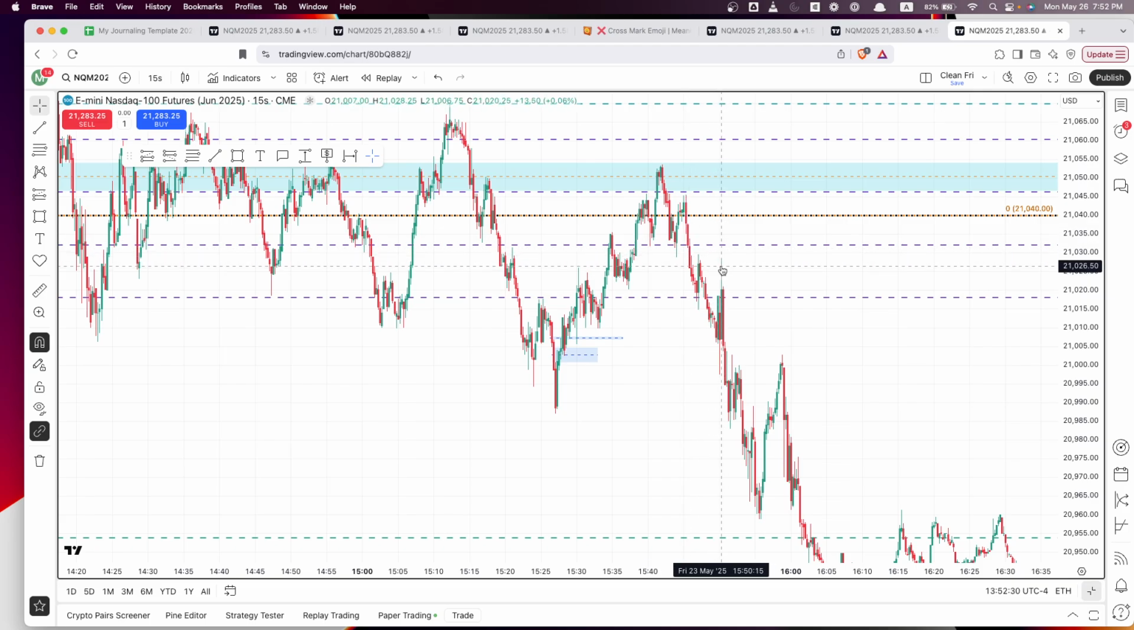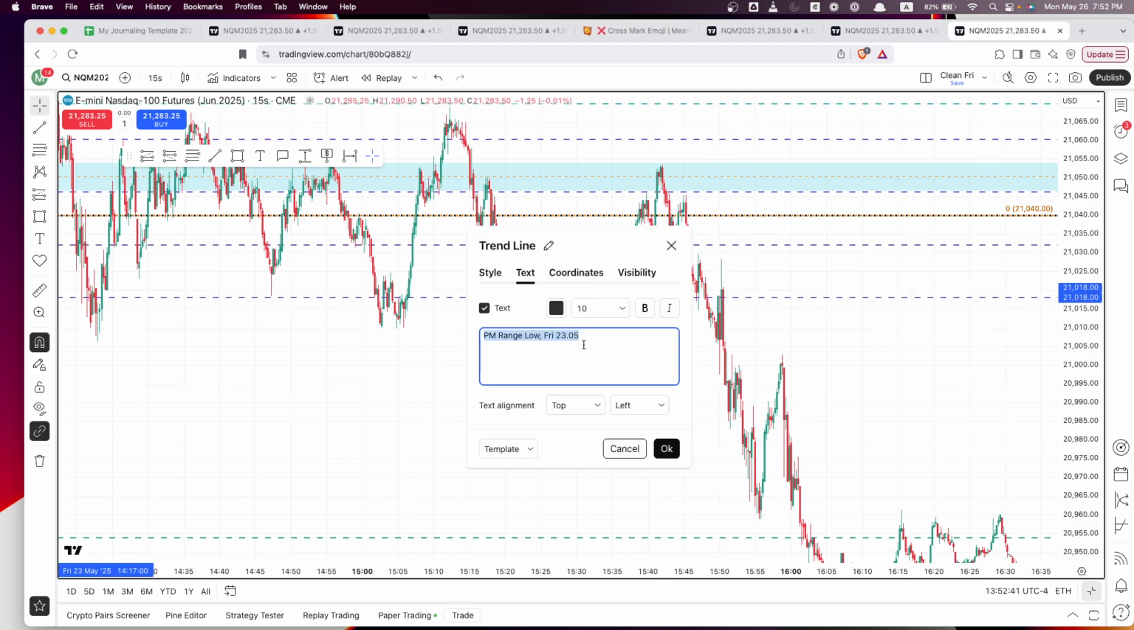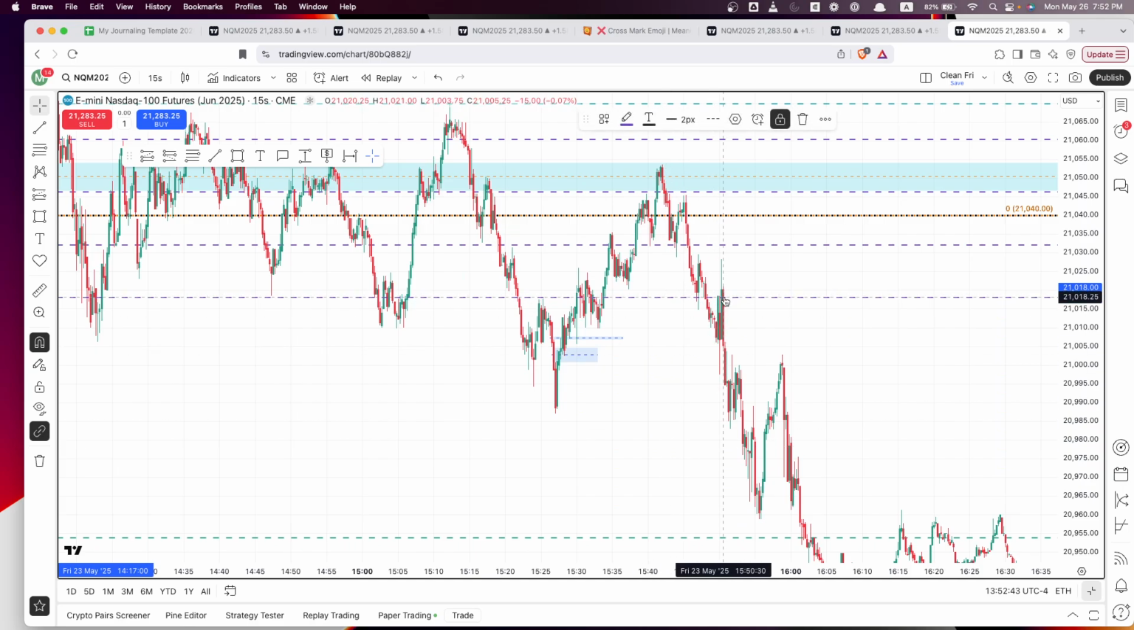Here is the 1550 macro, gives us another entry. Notice how here is relative equal highs, but this one doesn't take this one, so we can target it. Enter on the next candle. This is the low of the PM range, and then it comes here. So from here, 17 till 86, so you get another 20 handles.